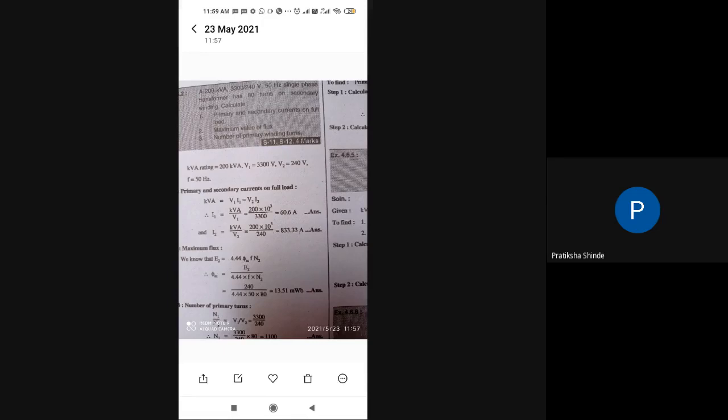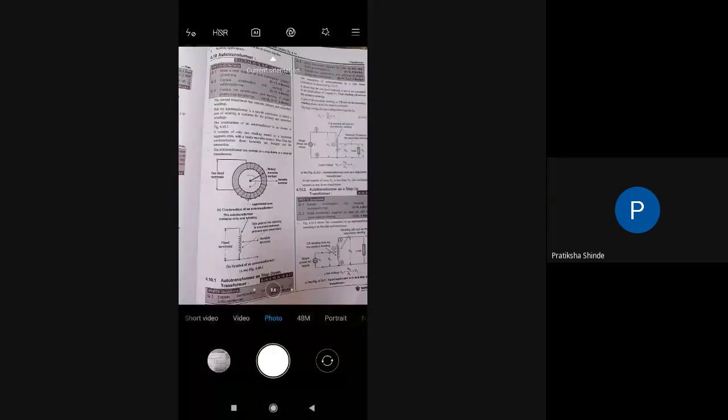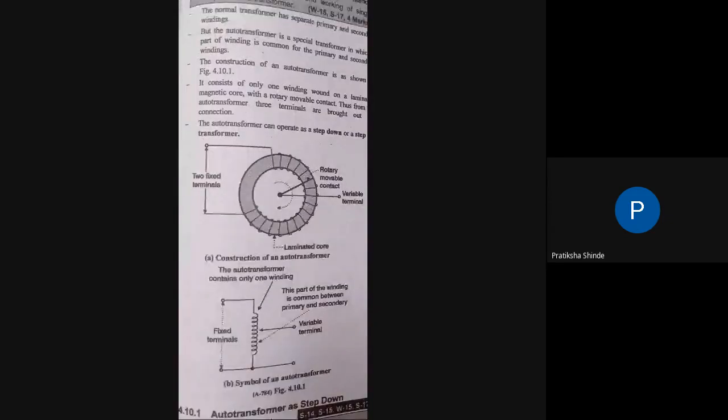The last point from this unit is the auto transformer. Now, what is the auto transformer and how is it operated? Hope the screen is visible. Generally, a transformer has two windings, that is primary winding and secondary winding, whereas an auto transformer has only a single winding, and that can be operated as a step up transformer and a step down transformer depending upon the requirement.